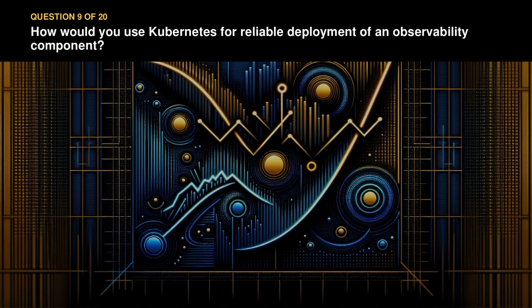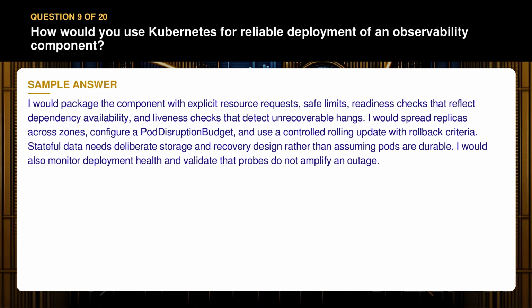Question 9. How would you use Kubernetes for reliable deployment of an observability component? I would package the component with explicit resource requests, safe limits, readiness checks that reflect dependency availability, and liveness checks that detect unrecoverable hangs. I would spread replicas across zones, configure a pod disruption budget, and use a controlled rolling update with rollback criteria. Stateful data needs deliberate storage and recovery design rather than assuming pods are durable. I would also monitor deployment health and validate that probes do not amplify an outage.